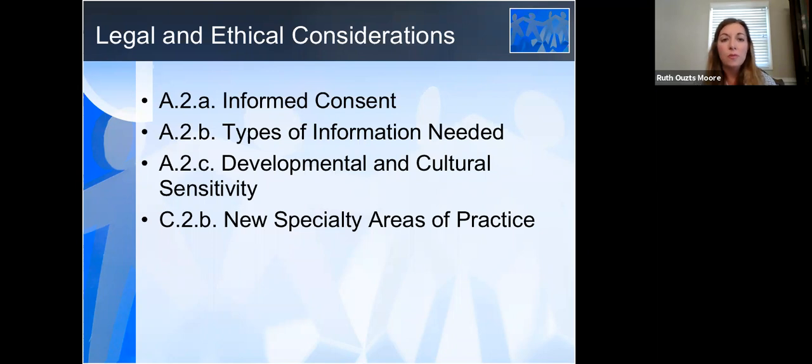So in your informed consent, you definitely want to make sure that clients understand your theoretical approach first, that you want to be grounded in a theory. We're not just going in and using props, or just bringing our dog to the office and calling that animal-assisted therapy. So we want to explain that to clients. Also the types of information needed.